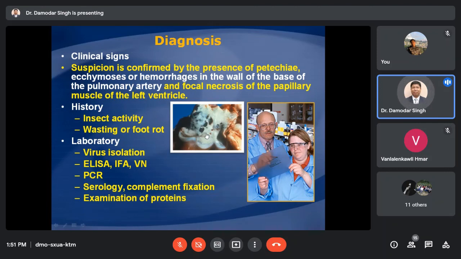So for this, you may conduct many techniques like ELISA, immunofluorescent antibody technique, virus neutralization test, PCR, serological techniques like complement fixation test and all, and even examination of the protein levels. You can confirm that the disease may be bluetongue.